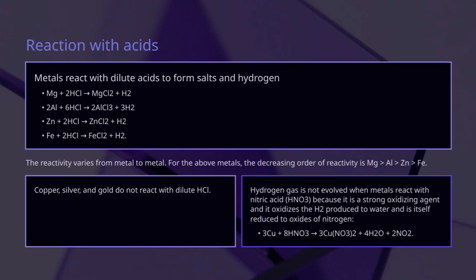Let's take a closer look at how metals react with acids, starting with nitric acid. When copper reacts with nitric acid, the reaction produces copper nitrate, water, and nitrogen dioxide gas. What's interesting here is that hydrogen gas isn't released in this process. That's because nitric acid is a strong oxidizing agent. It actually oxidizes the hydrogen to water and gets reduced itself to nitrogen oxides. This is a key point to remember because it differentiates nitric acid from other acids in reactions with metals.